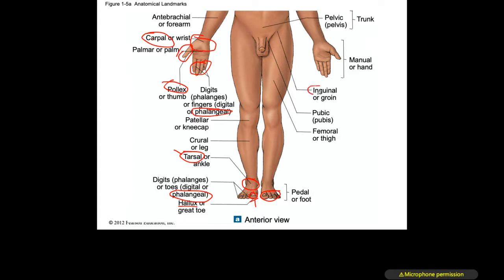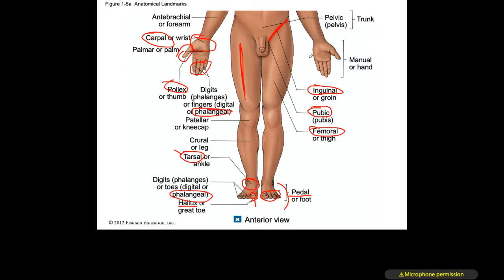Here is the groin, which is known as the inguinal area. So this is actually called the inguinal ligament here. Then there's a bone called the pubic bone. This part of the thigh here is the femoral, the longest bone in the body. The foot is called pedal, looks like pedal. Well, that's an easy way to remember it, pedaling a bike with your foot.